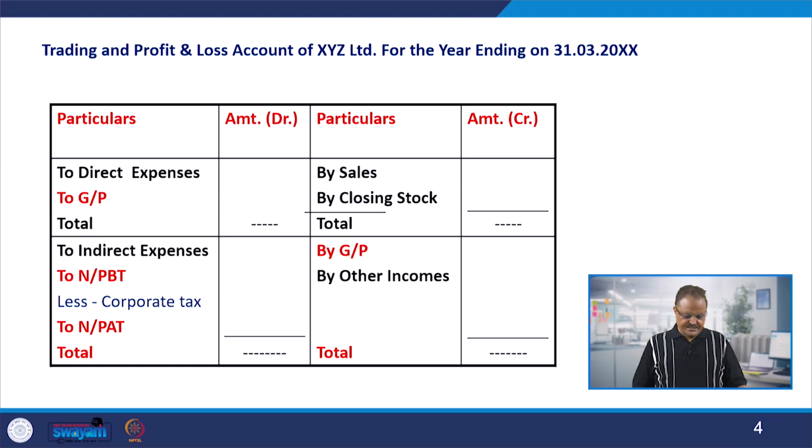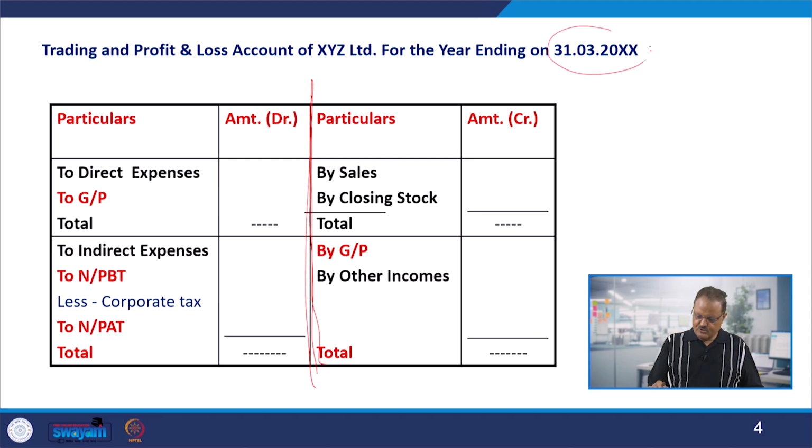This is a profit and loss account, and this is in the T format, right? This is in the T format. So you are dividing it into two equal halves, and in these two equal halves you have, say, the trading and profit and loss account of XYZ Limited for the year ending on 31st March, some year, whichever year you want to have. I will also discuss with you why this is 31st March. Can it be any other date also? That I will discuss with you in the subsequent class.